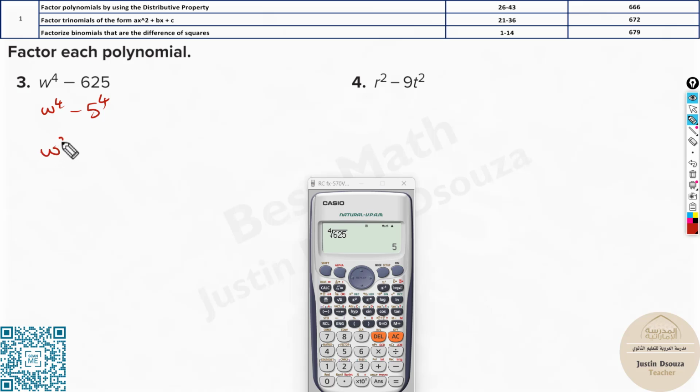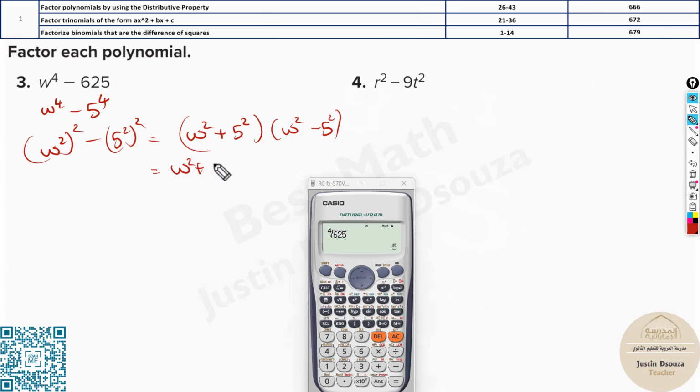So then we write it as w squared the whole squared minus 5 squared the whole squared, that is equal to w squared plus 5 squared, and we have w squared minus 5 squared. Don't forget, we have to continue this further. Left side is done. 5 squared is 25. Done. We can't do anything else. But here we can write it as w plus 5, w minus 5. This is it.